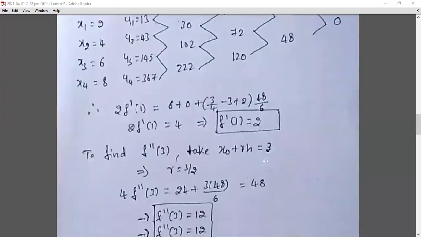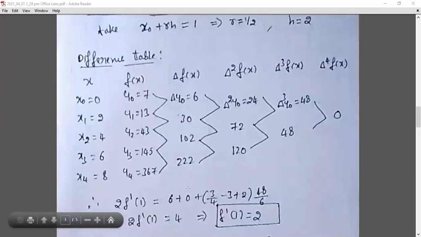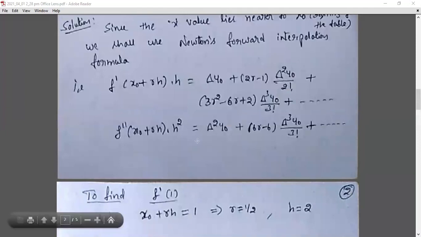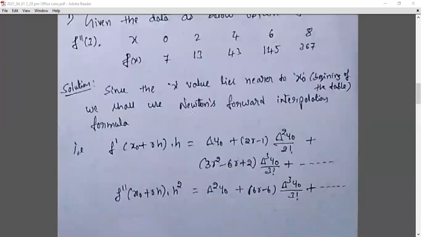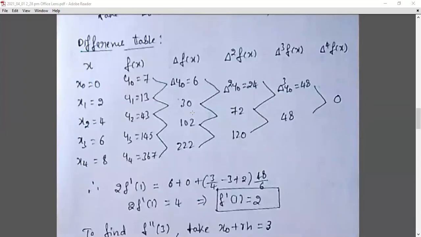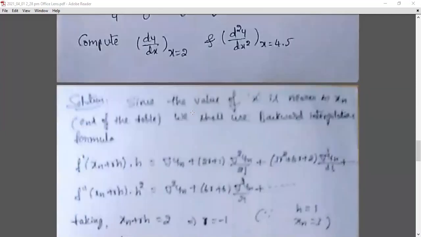So on calculations, you will get the value of f double dash of 3 equal to 12. So this is the working procedure to find out the derivative, like dy by dx or d square y by dx square, by using the given data. Now let us see where we actually going to use this numerical differentiation.